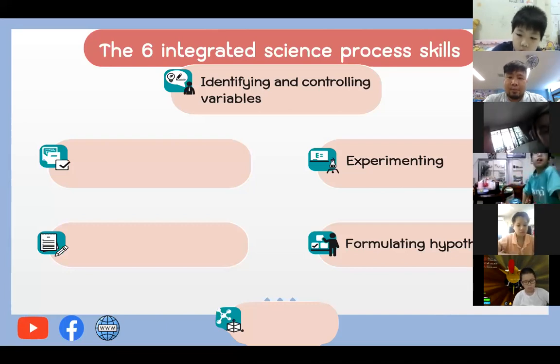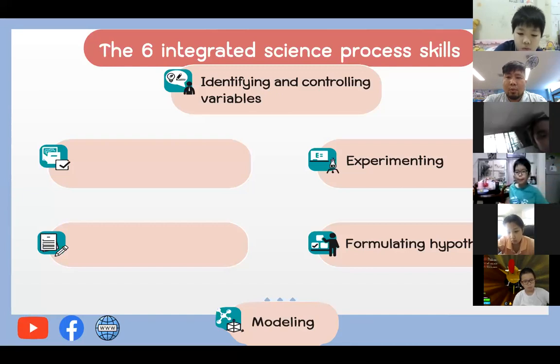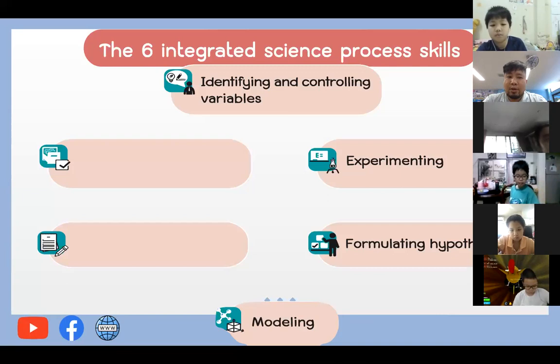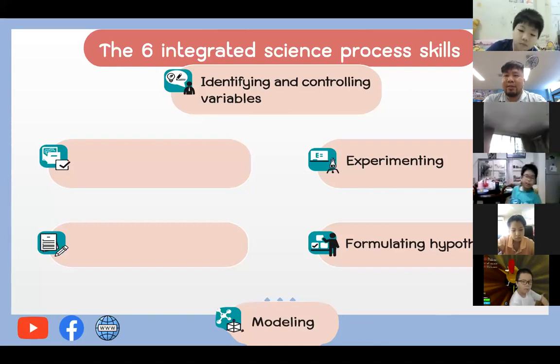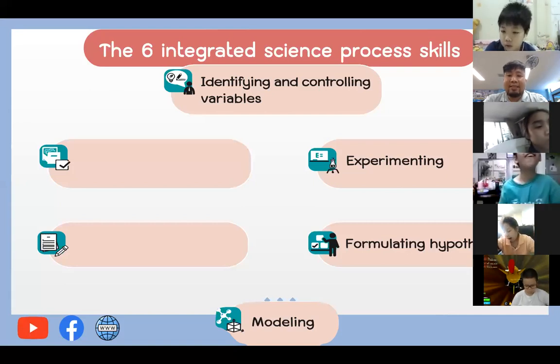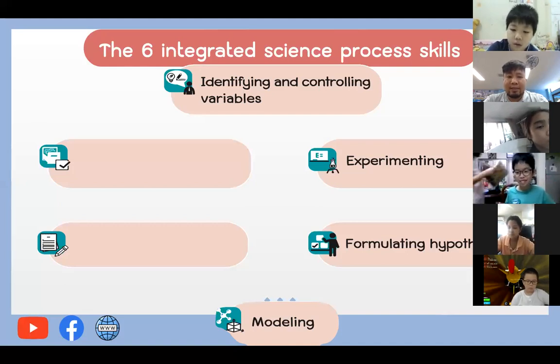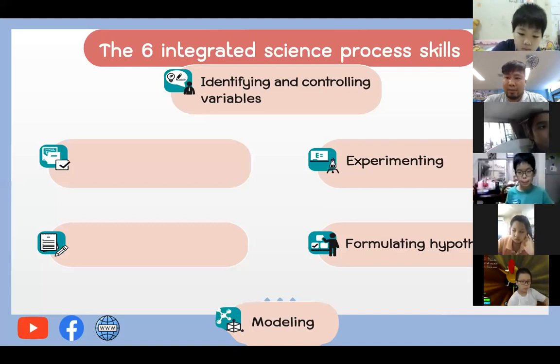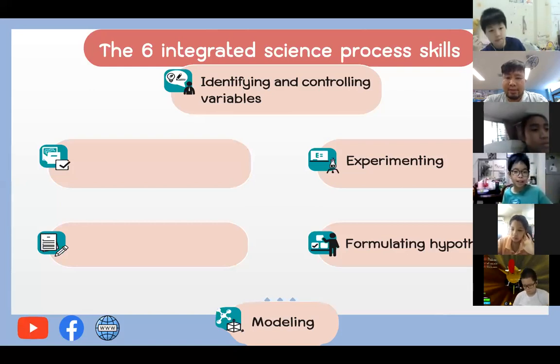Next one, number 4, modeling. In modeling, this is not the same as you have a beautiful dress, beautiful clothes, and then you walk. That's not modeling in science process skills. In modeling, you're going to make up an example, a physical example for the topic. You create a model using materials.